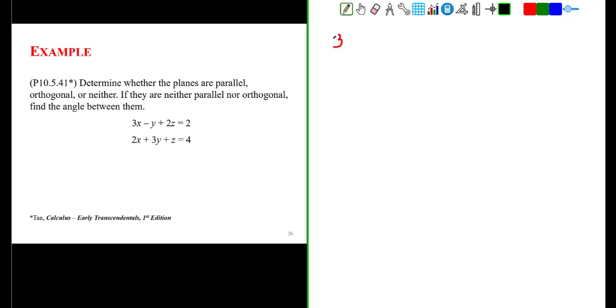The equation for the first plane is given as 3x minus y plus 2z is equal to 2. The normal vector for this plane, which I'll call plane 1, a normal vector that can describe this plane is given by 3, minus 1, and 2.